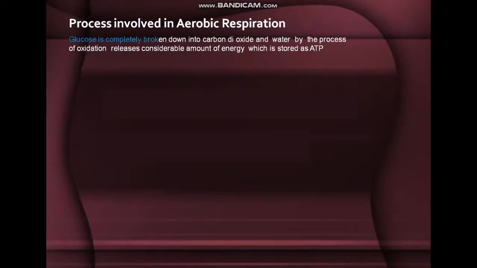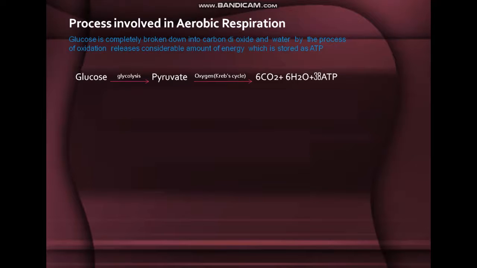Glucose is completely broken down into carbon dioxide and water by the process of oxidation. This releases a considerable amount of energy, which is stored as ATP. This is the equation for the process of aerobic respiration. Glucose undergoes the glycolysis process, which releases pyruvate, and again pyruvate in the presence of oxygen gives carbon dioxide, water, and 38 ATP molecules.